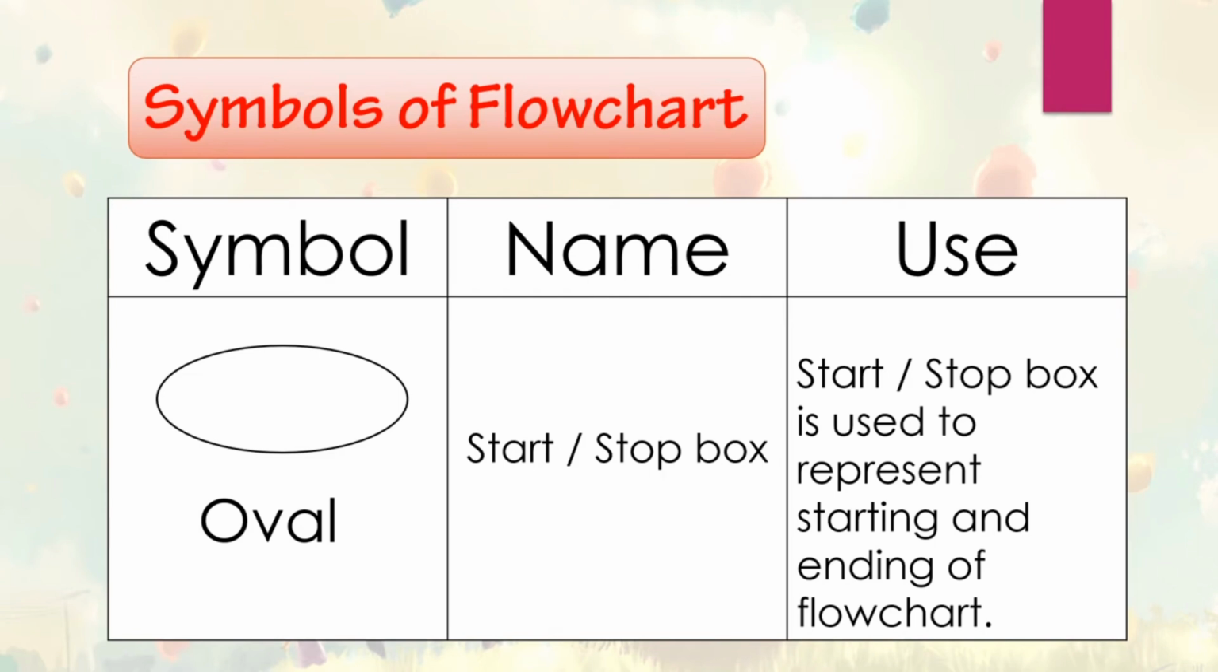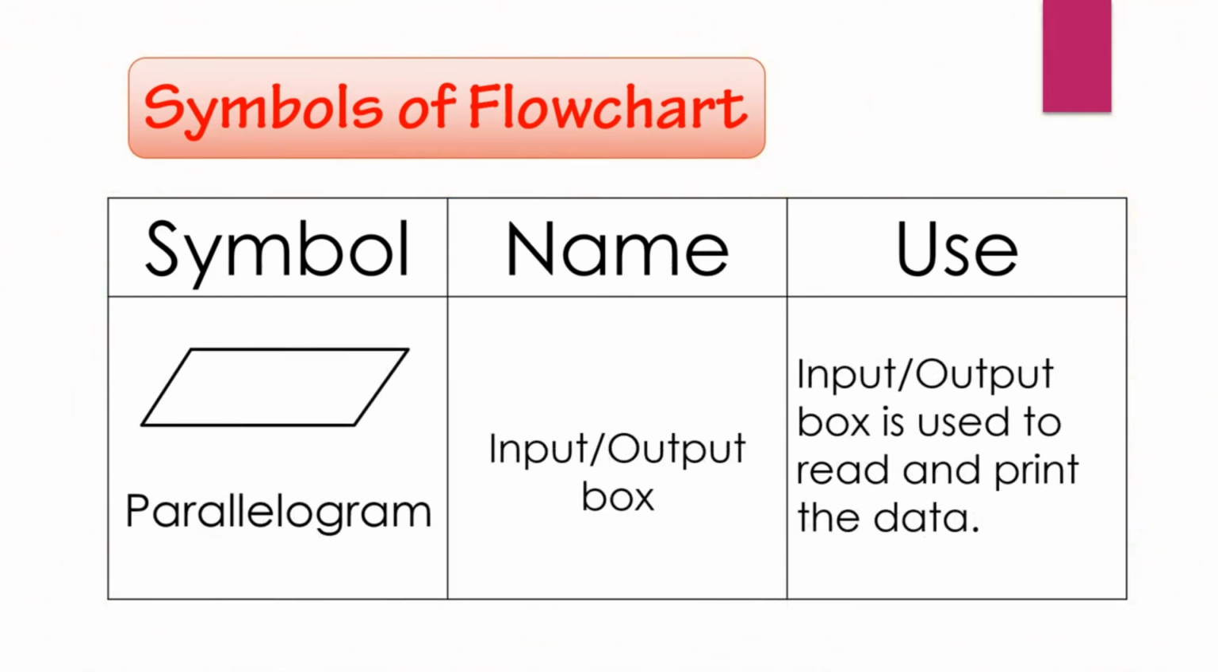Symbols of flowchart. Here the first symbol is oval. Its name is start or stop box. It is used to represent starting and ending of a flowchart. Next one is parallelogram, and the name of this box is input or output box. It is used to read and print the data.